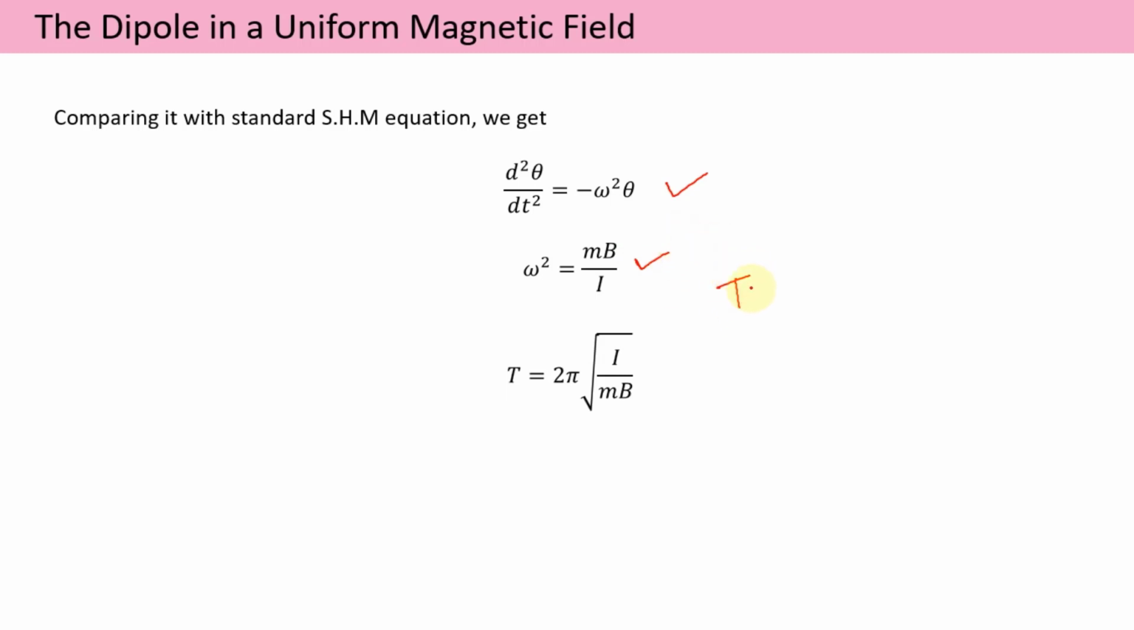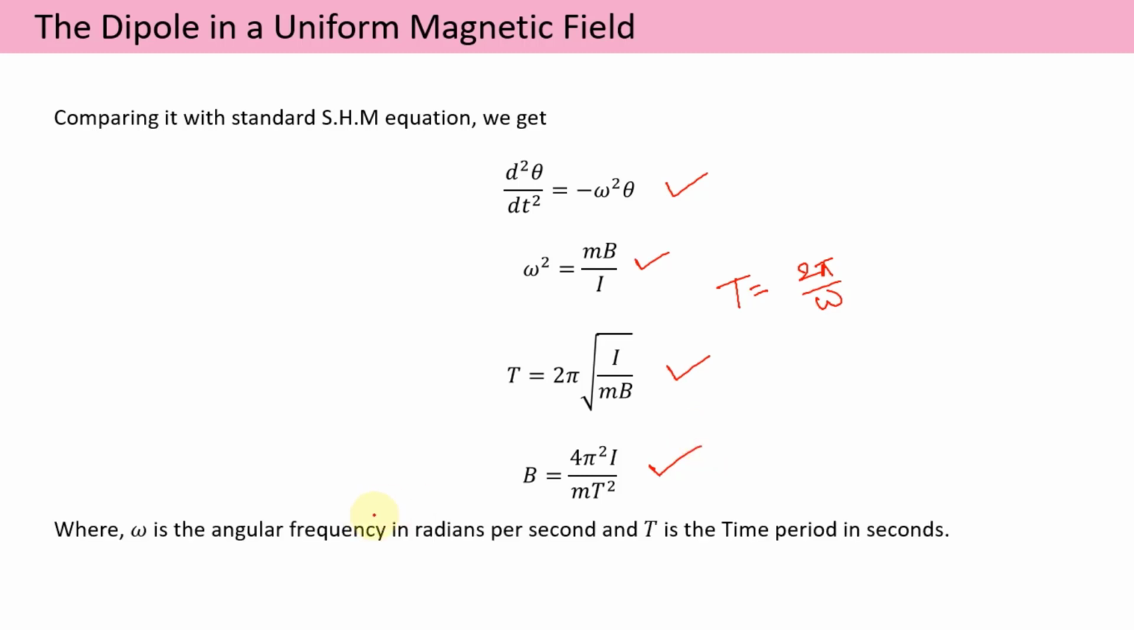And we know that the time period is equal to 2π/ω. So I have put down this ω value here, and I have obtained the time period as 2π√(I/mB). We can rearrange this expression and we will obtain the magnetic field exerted on the dipole when placed in a uniform magnetic field, which is B = 4π²I/(mT²). And we are aware that ω is the angular frequency in radians per second and T is the time period in seconds.